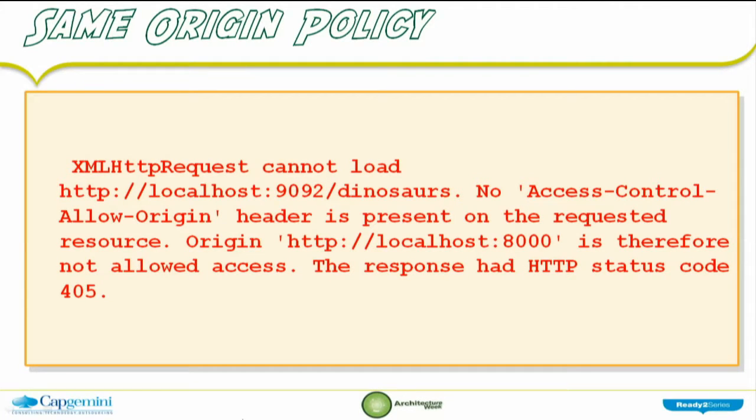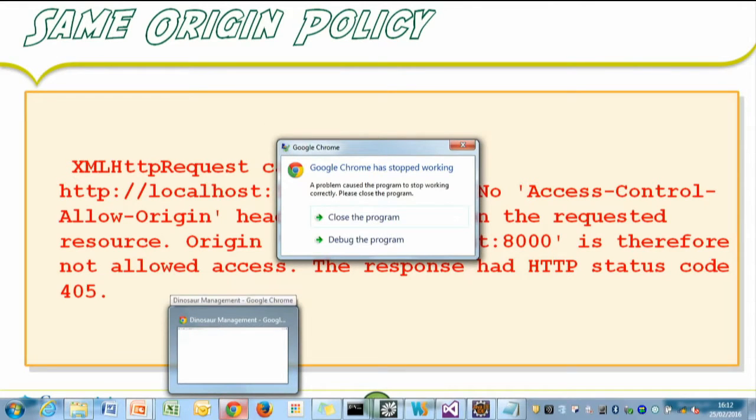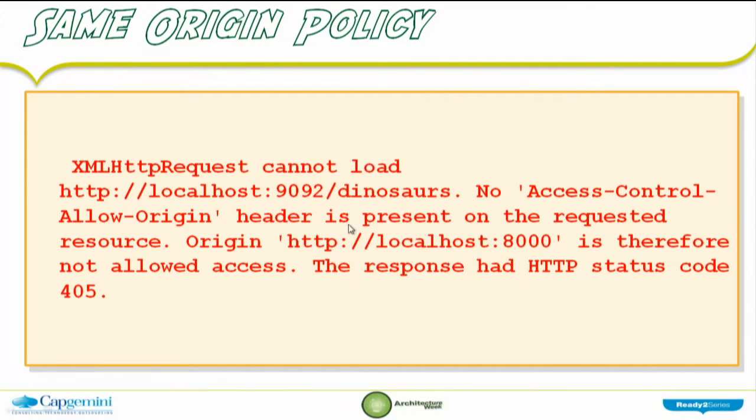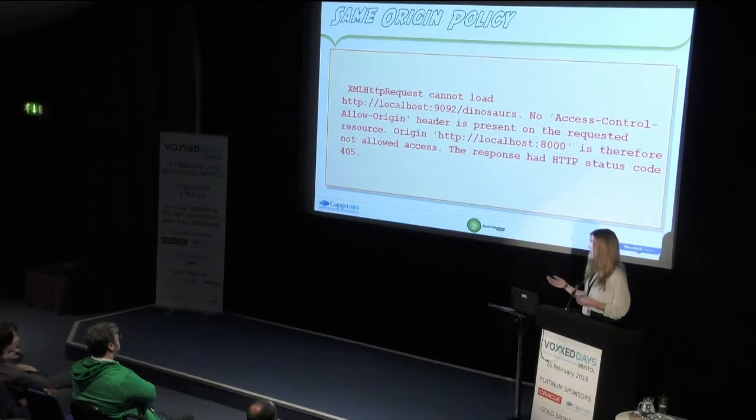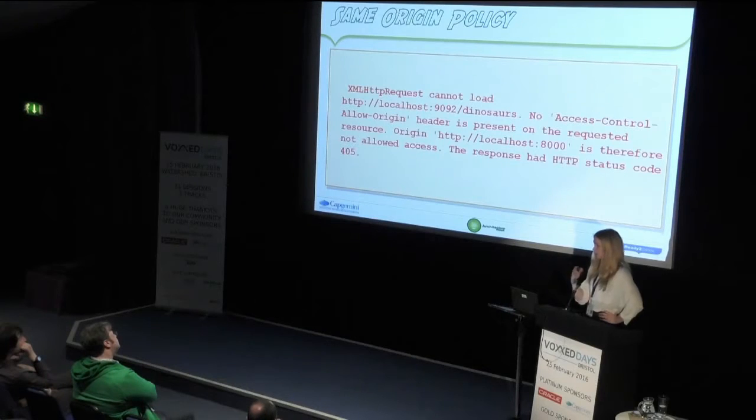Cannot load, no Access-Control-Allow-Origin header present on the request. We found the cause. We found the same origin policy, I should say. So what is this? Why was it introduced? This is something that the browser is complaining about. It's saying, well, you didn't tell me that I needed to speak to localhost 9992. You told me you were coming from localhost 8000. Therefore, because you're talking to this other one, I think you're a hacker, and I'm not going to let you display this code.